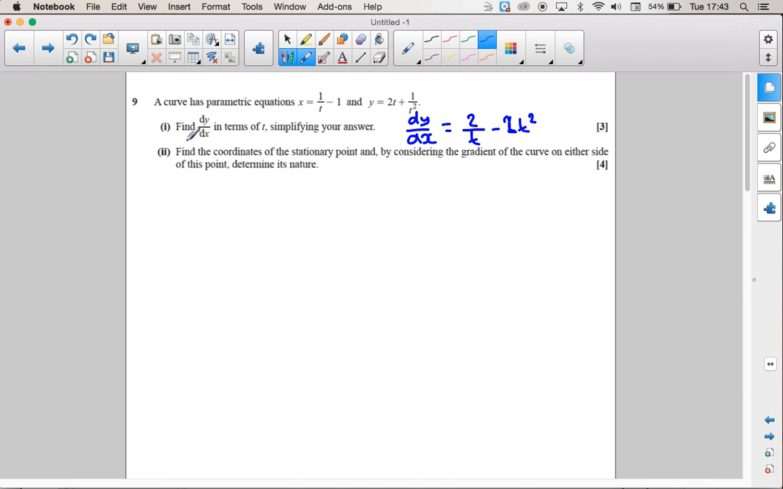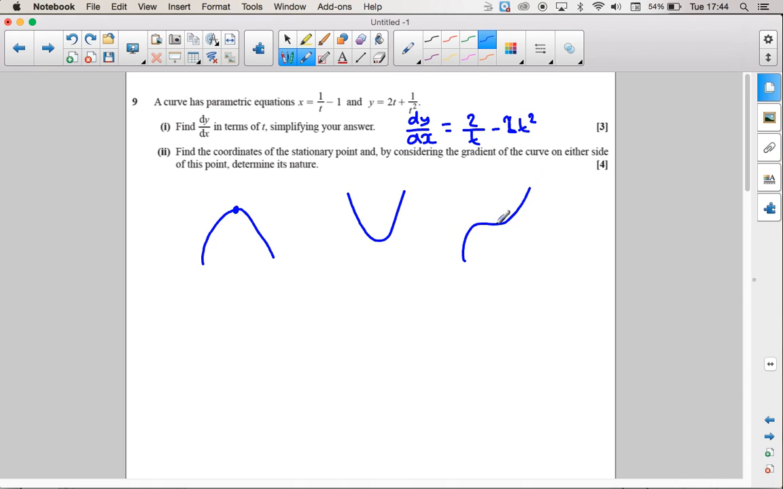Okay, question 9 part 2 wants us to work out the stationary coordinates and also decide what type of stationary point we've got by considering either side of the stationary point. So if we have a situation where on the left hand side of the stationary point we have a positive gradient and on the right hand side we've got a negative gradient, that would tell us we've got a minimum point. If it was the other way around, it would tell us we've got a maximum point.